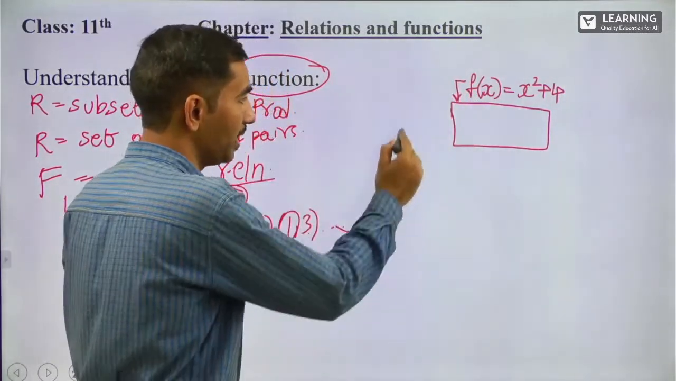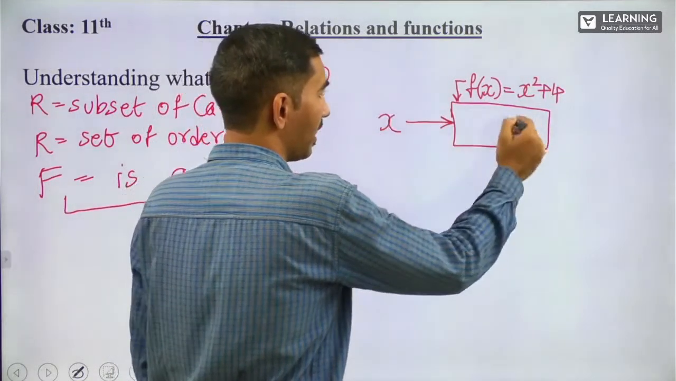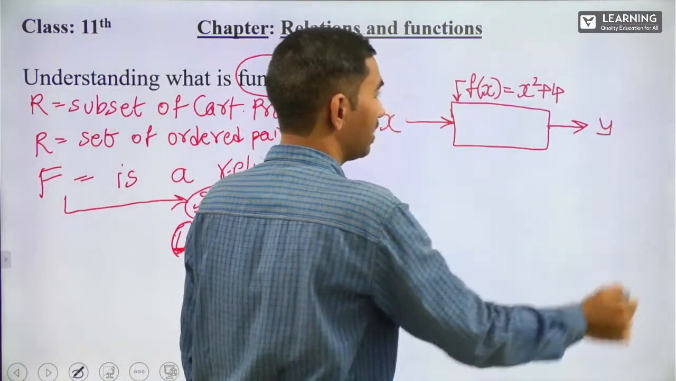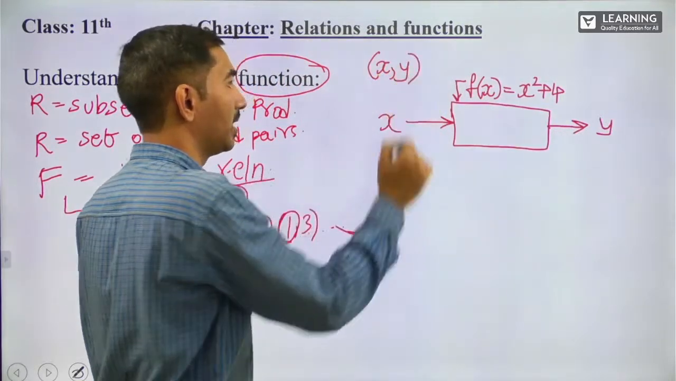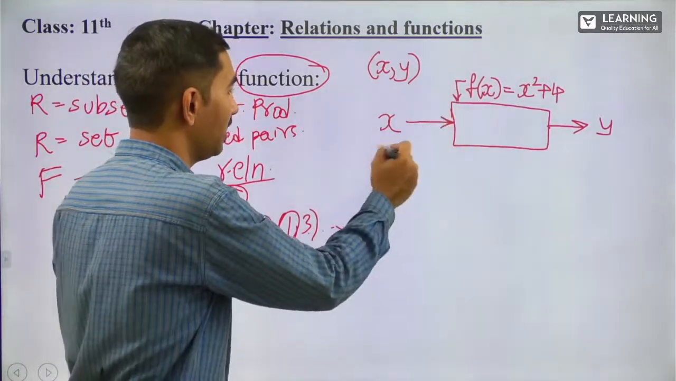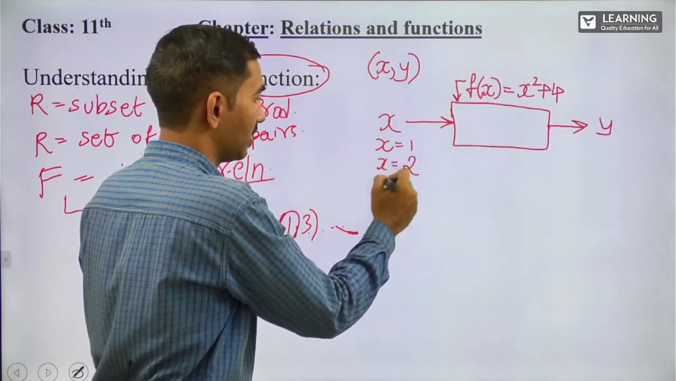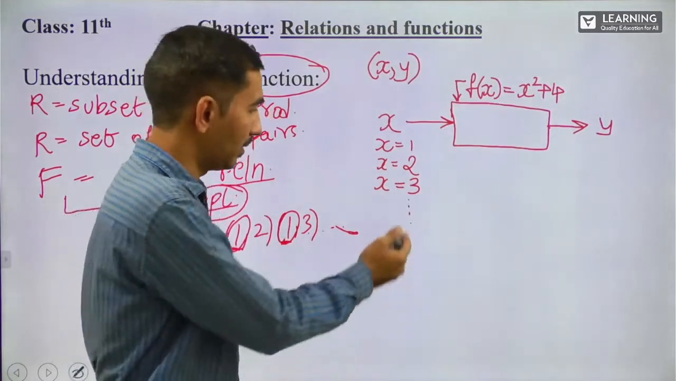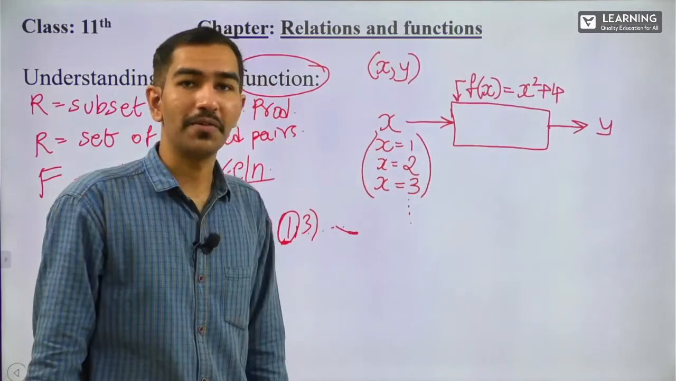From here we will be inputting the values of x, and from here we'll be getting an output, right? That is called the values of y. So how is the ordered pair represented again? (x, y). So this is how the ordered pair is represented. Now let us put the values of x one by one. Let us put x is equal to 1, x is equal to 2, x is equal to 3, and we can go on putting the values of x. In this example, let us only take 3 values of x.